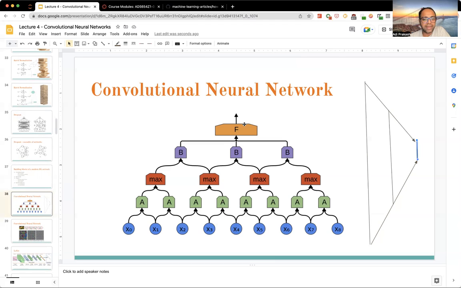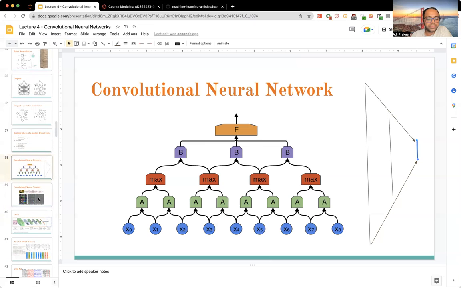And again, you don't have to use a dense layer. You can simply flatten all these values and take the average or the max of them. But you will see that having a final dense layer really improves the classification or regression problem.